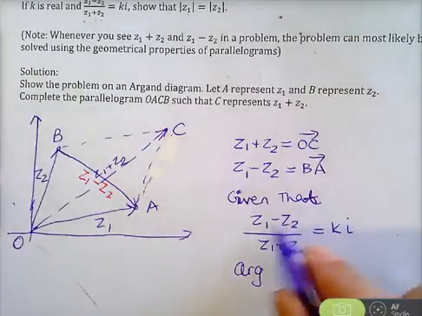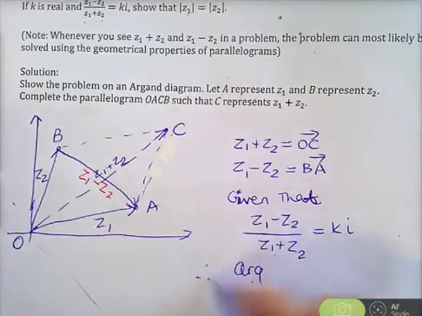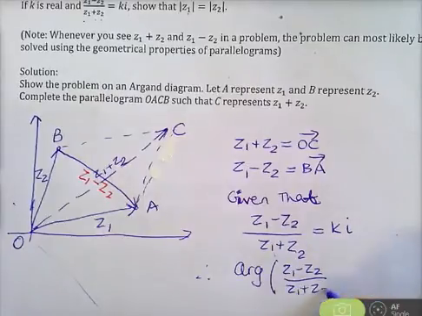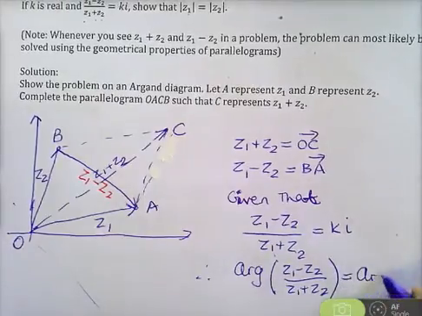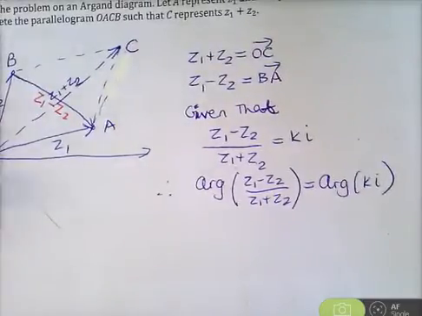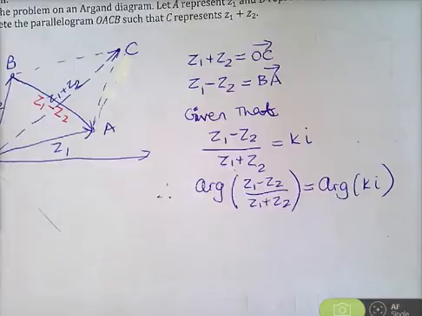So given that (Z1 minus Z2) over (Z1 plus Z2) equals Ki, therefore we can say that the argument of (Z1 minus Z2) over (Z1 plus Z2) equals the argument of Ki. Why are we doing this? Argument is just this minus this, over that angle plus that one, that sort of stuff.